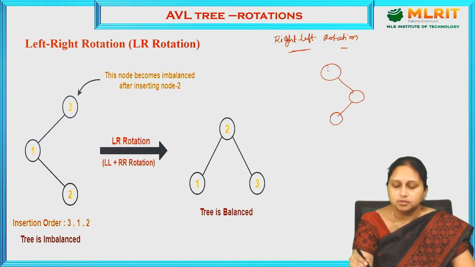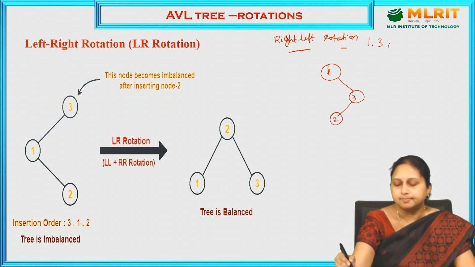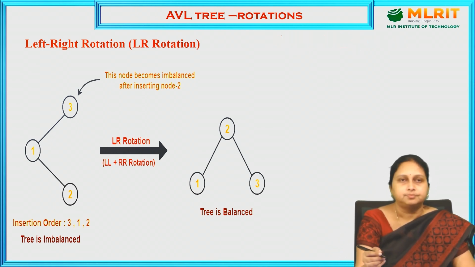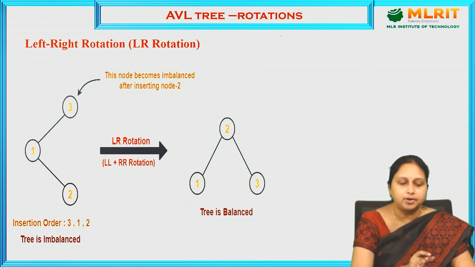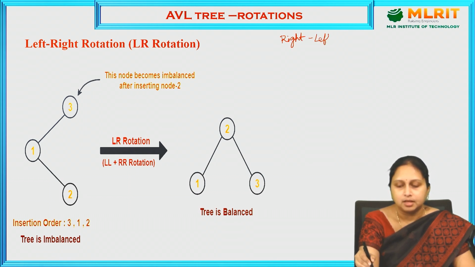Suppose we are going to take one example related to 1 greater than 3, lesser than 2. Now take the elements in this way. Let us consider the right left rotation, how we are going to perform it. We have already seen the left right rotation. Now we will be looking into another rotation. For easy comparison I have placed this right left rotation. This is nothing but RL rotation.